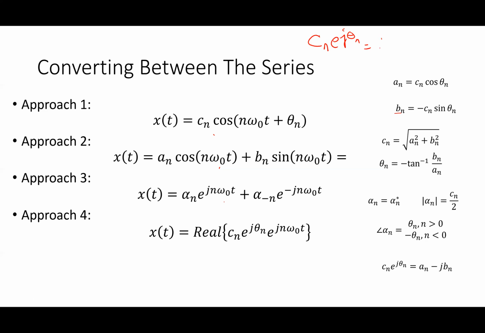Yep, C_n cosine theta_n minus j C_n sine theta_n. So at least if I look at this, my A_n and B_n are parts of these vectors right here. And you can see where that comes from with this minus sign and that angle, if you go through that carefully. That said, this is going to be important to us in a little bit.